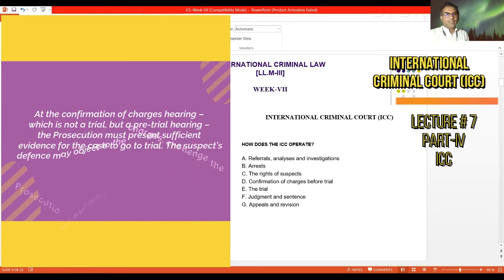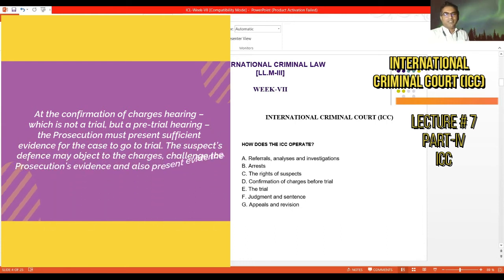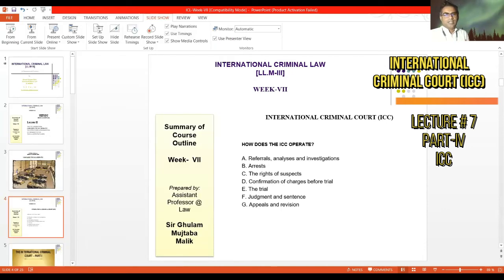The confirmation of the charges hearing is not a trial but a pre-trial hearing. The prosecution must present sufficient evidence for the case to go to trial. The suspect's defense may object to the charges, challenge the prosecution evidence, or present evidence in his or her defense. The hearing is held in the presence of the prosecution, the person being prosecuted, and his or her counsel, as well as the representatives of the victims, as provided by Article 61 of the Rome Statute. The suspect can waive his or her right to be present at the hearing.